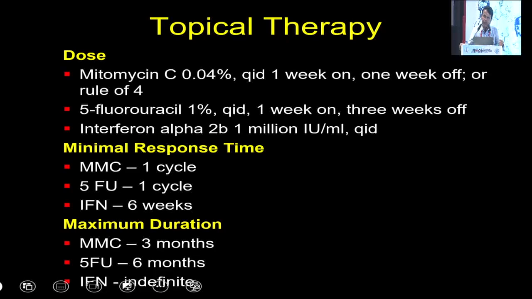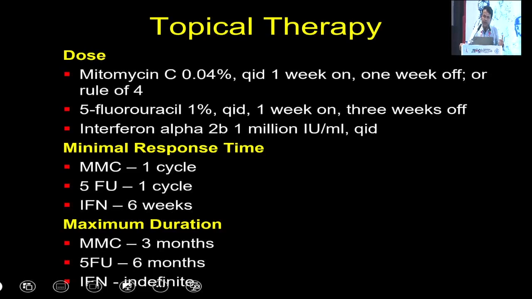The second protocol is rule of 4: 4 times a day, 4 days a week for 4 weeks. That is one cycle, after which you give a gap of 2 weeks. So there are 2 rules in mitomycin: 1 week on and 1 week off, or 4 times a day, 4 days a week for 4 weeks, and then you give a gap of 2 weeks.